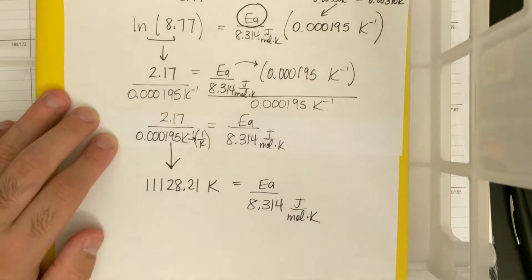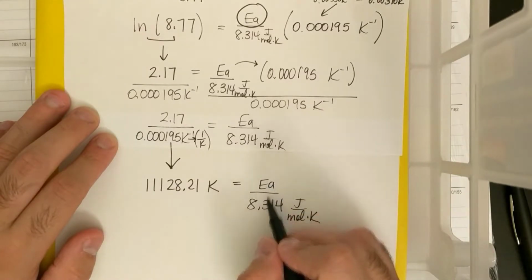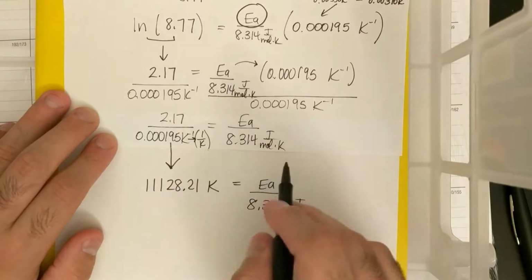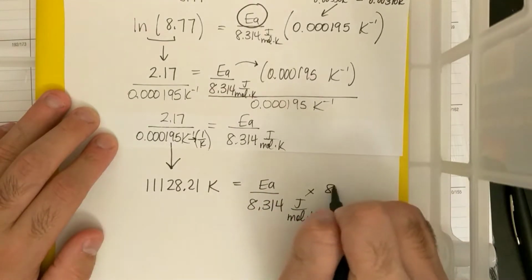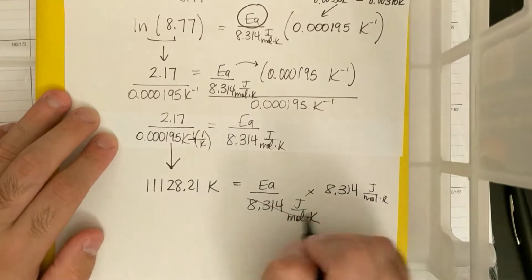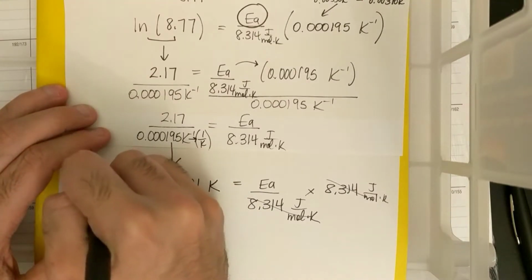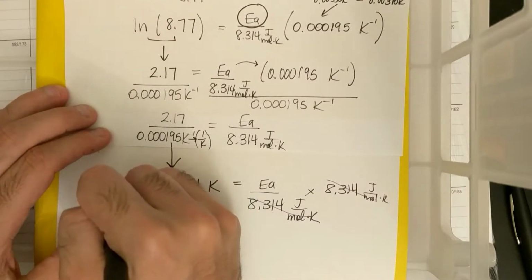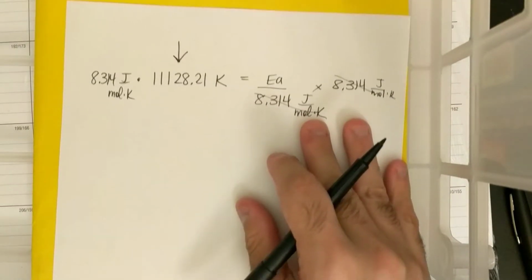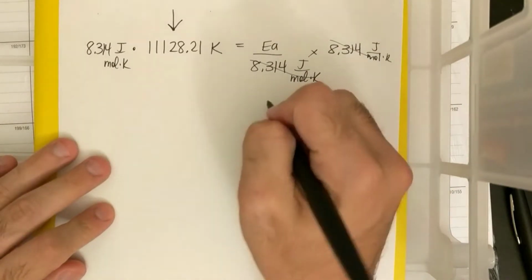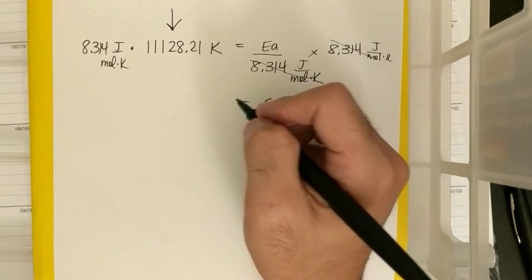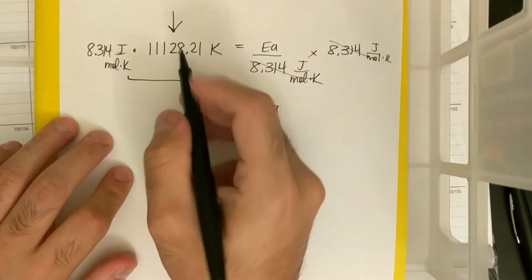And now how do I solve for EA? Since I have EA divided by 8.314, I have to do the opposite of dividing 8.314 to get EA by itself. I have to multiply both sides by 8.314 joules per mole Kelvin. And then multiply this side by 8.314 joules per mole Kelvin. Okay? And so in doing this, I'll be left with this.